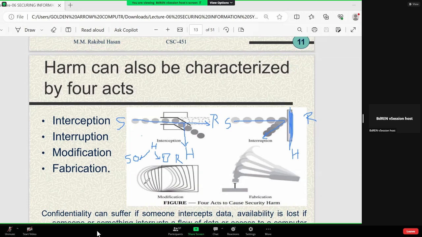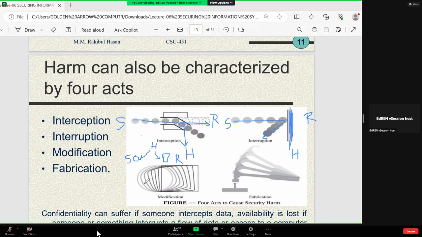All right. Then the next one is fabrication. Fabrication means adding some information to the existing one. Suppose think about our software. In the backend, we have some lines of code in the software. So what can the hacker do? He can add his code to the existing code of that software. Then the software will not be able to perform its normal task. It will be controlled by the hacker. This is nothing but fabrication. Adding some information or content to the existing one is called fabrication.